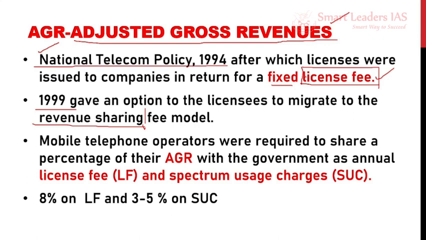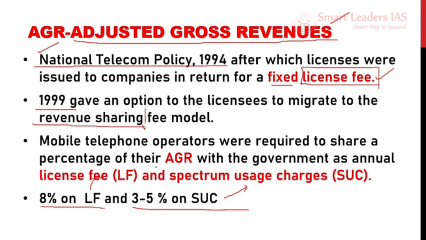If the fixed license fee is not going to take into account the revenue generated by the firm, the government says, in proportion to the revenue, pay a fee. So how is this proportion going to be? It said you have to pay 8% as license fee and 3-5% as spectrum usage charge every year.